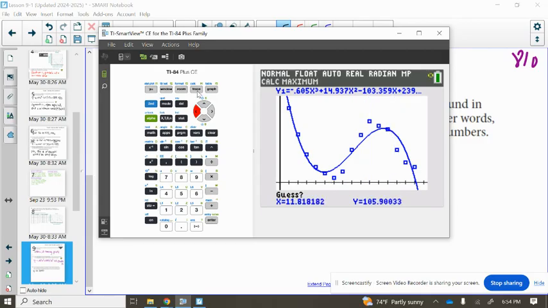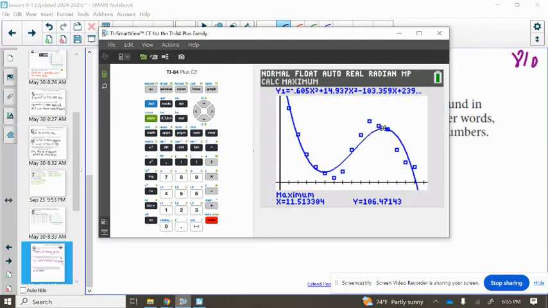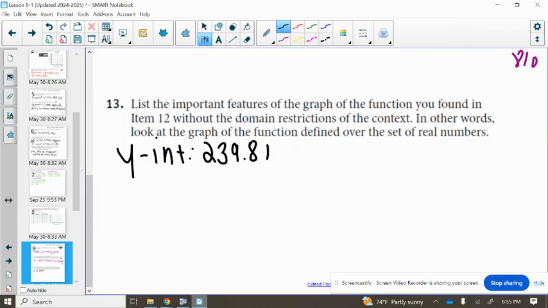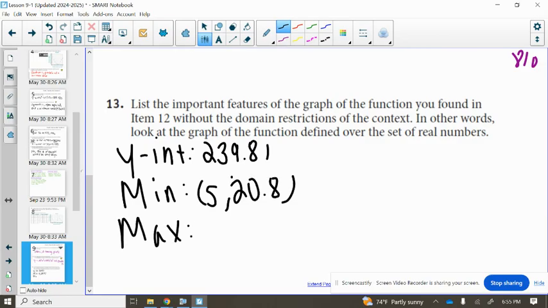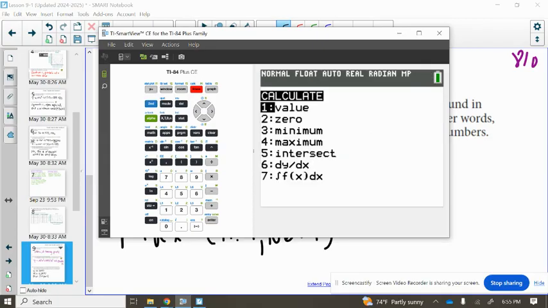We can also get our maximum for this graph, and we see 11.5106-ish as our max on that. So again, we're getting these different pieces. So minimum at 5, 20.8, our max at 11.4, 106.4. We have 1, 0 on here that, again, we can use. We can calculate here using option 2.